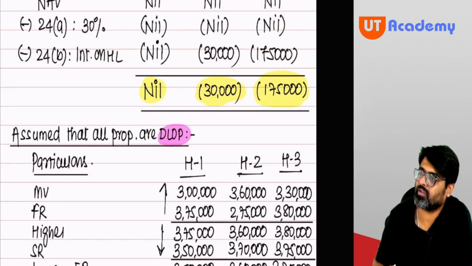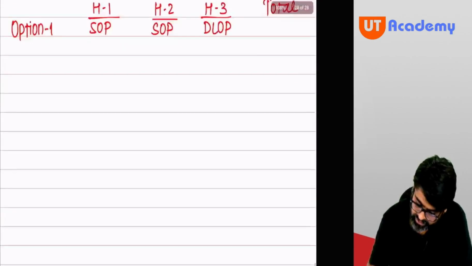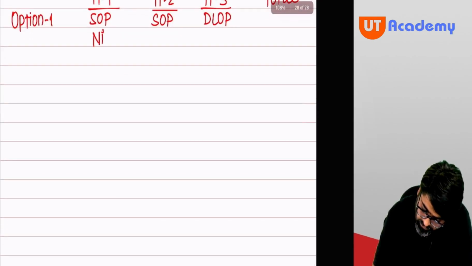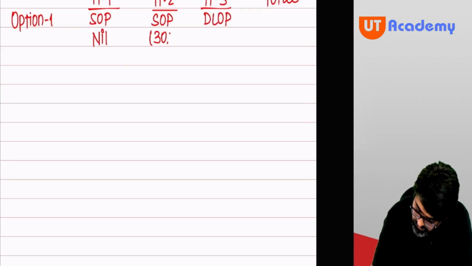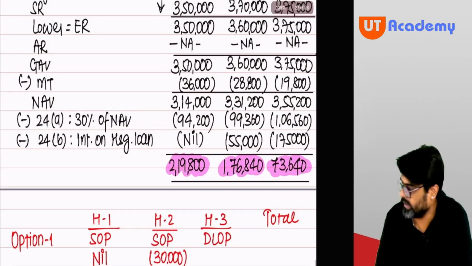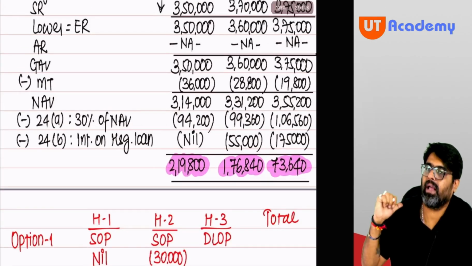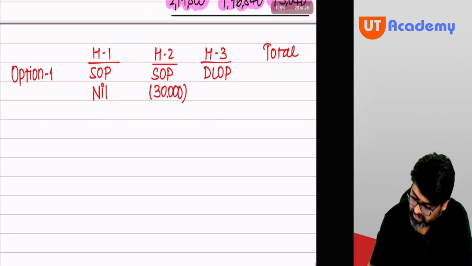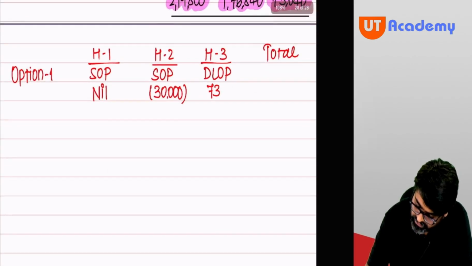Nil. If H2 is SOP, how much is the income? Minus 30. So nil and minus 30. Can I write down nil here? Can I write down minus 30 here? Now H3 will then be DLOP. So go to second table. How much is the income of H3? 73,640. I will write down 73,640.